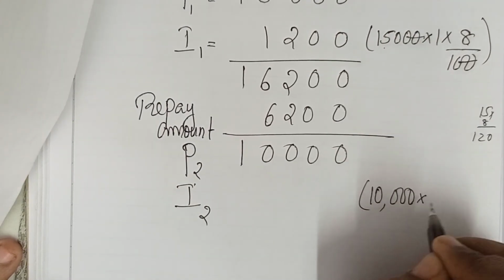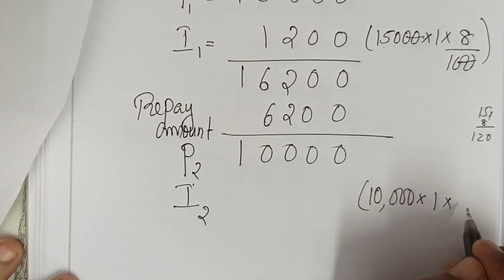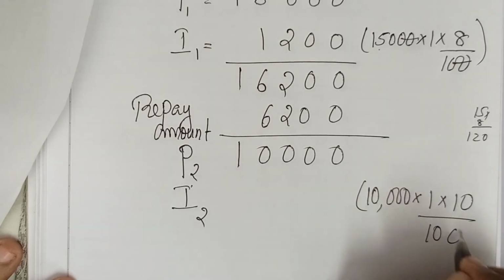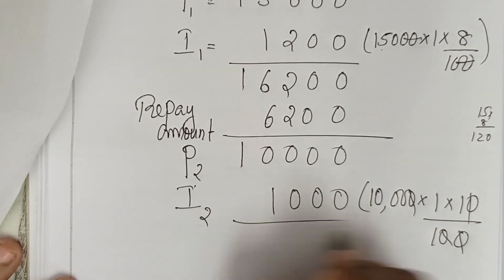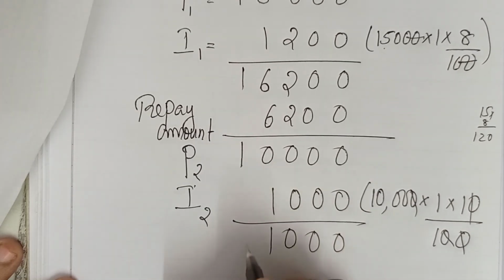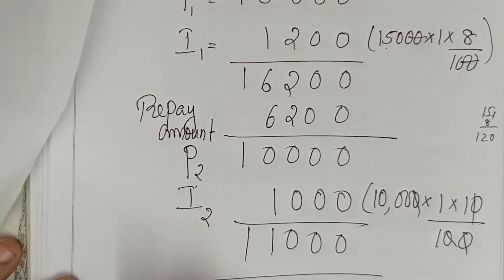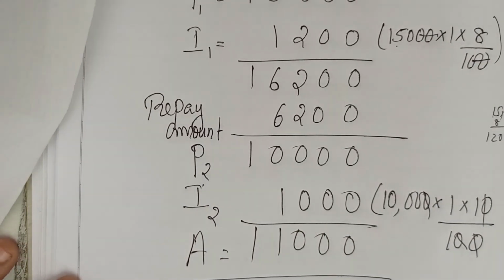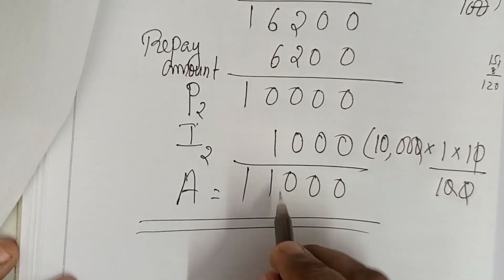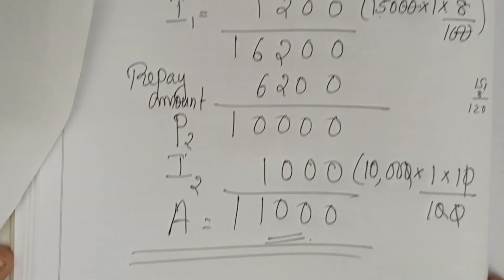What is the rate in that case? 10,000 into 1 into, say that? Yes, 10%. Very good. Is it 1,000? What is the amount at the end of the second year? That is 11,000. Okay, students?